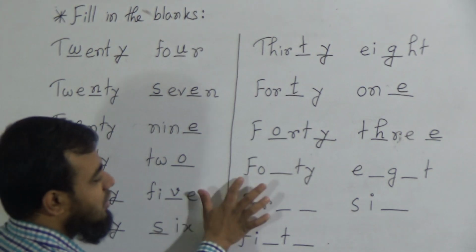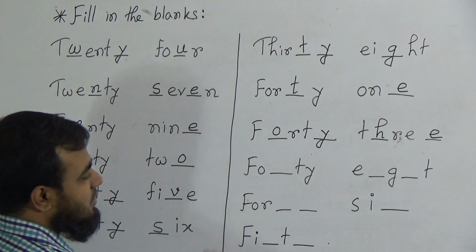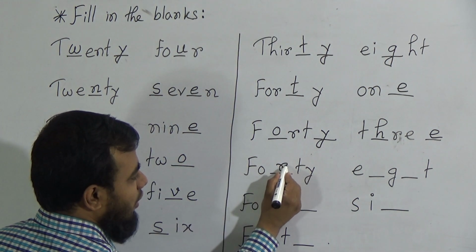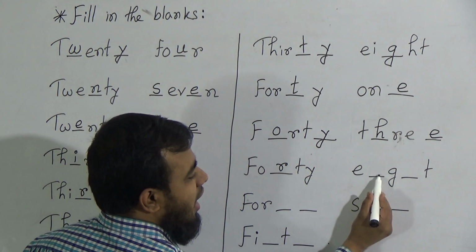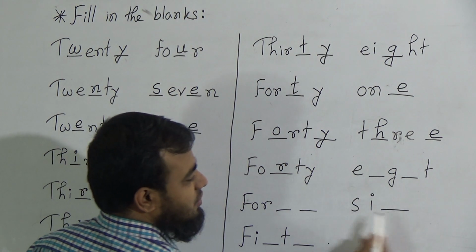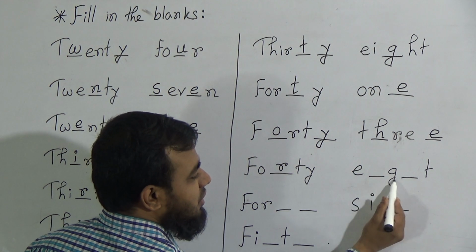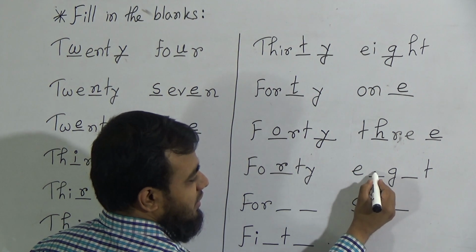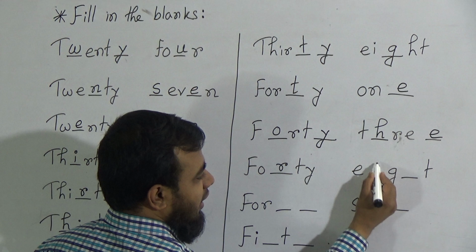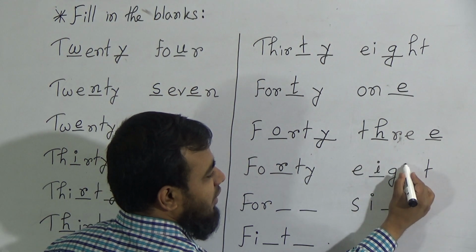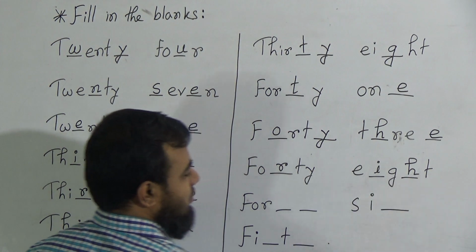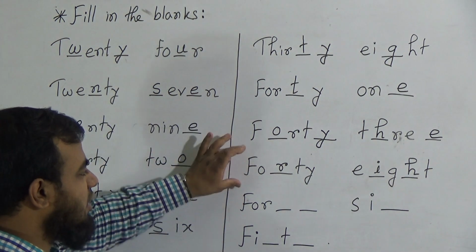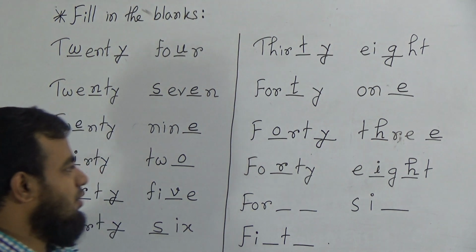Okay, come to the next one. It's again start with F, that means it should be 40 again. F-O-R-T-Y, 40. Then this word is E-I-G-H-T, again E-I-G-H-T. That means the second blank will be filled up with the letter I, and the third blank will be filled up with the letter H. Then it makes E-I-G-H-T, 8. Okay, it makes 48.